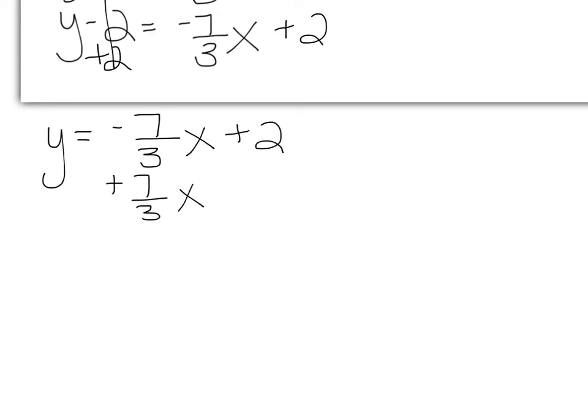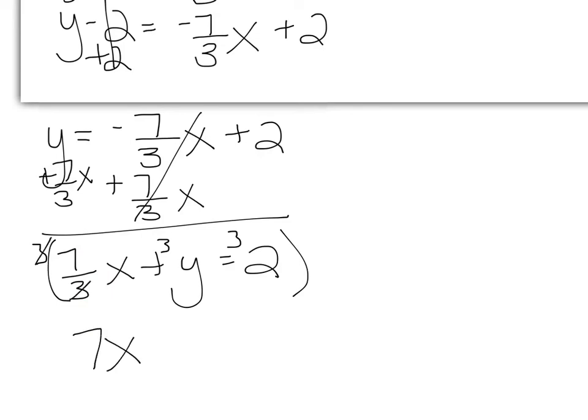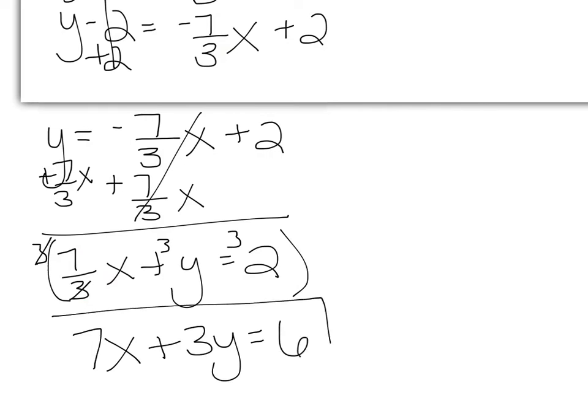Now I'm going to add 7/3 x to both sides, which will give me 7/3 x plus y is equal to 2. Now I just need to deal with the fact that a is a fraction by multiplying everything by 3. This 3 and this 3 cancel, leaving me 7x plus 3y equals 6.